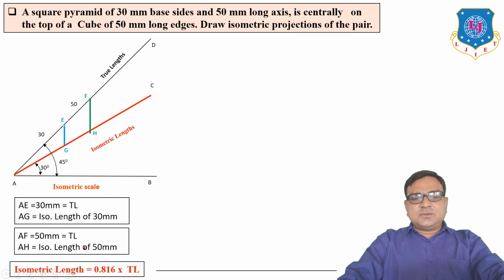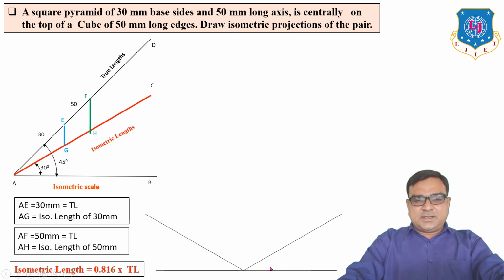That isometric length, or reduced dimensions, is used for preparing a 3D object. The drawing is known as isometric projection. So first of all, draw a horizontal line. From any point draw a line at 30 degrees with the horizontal, also 30 degrees on the other side.